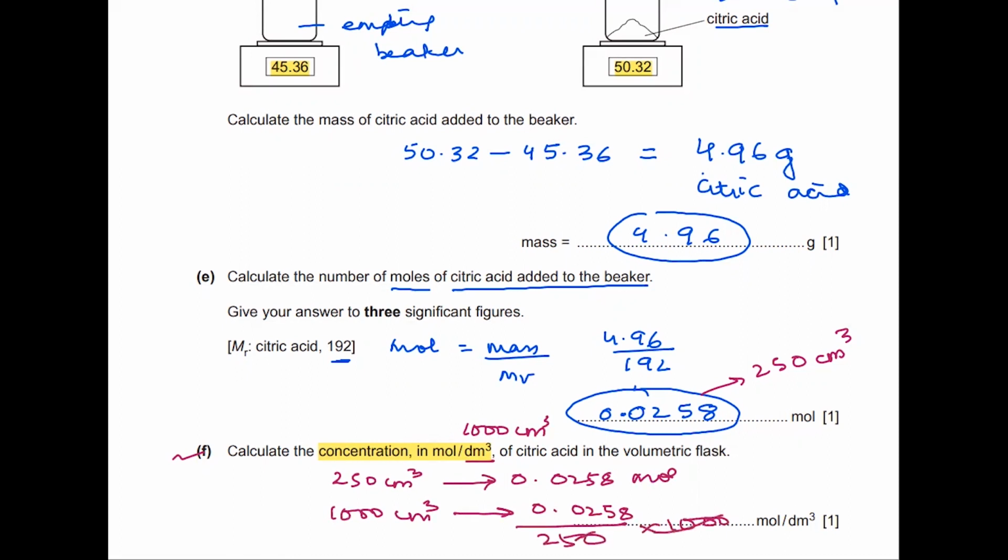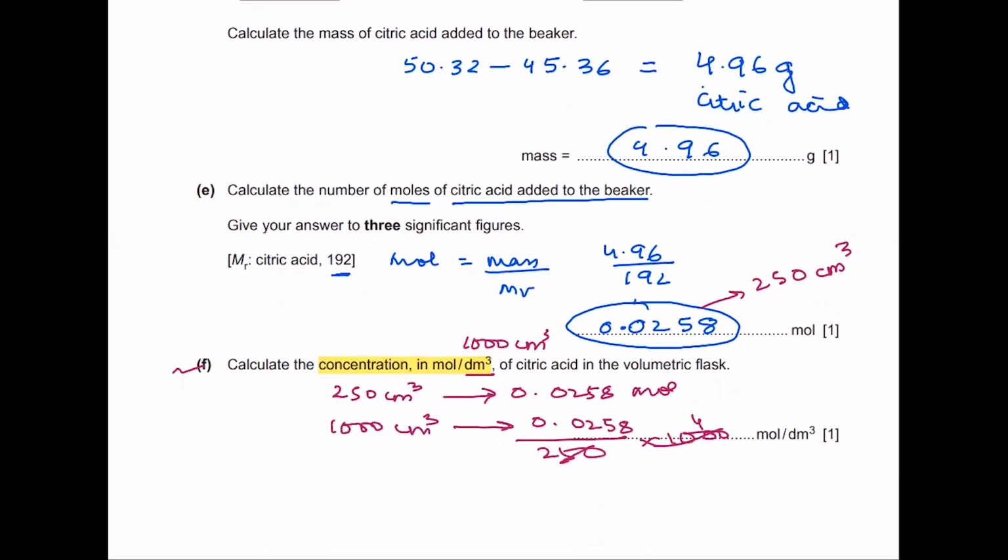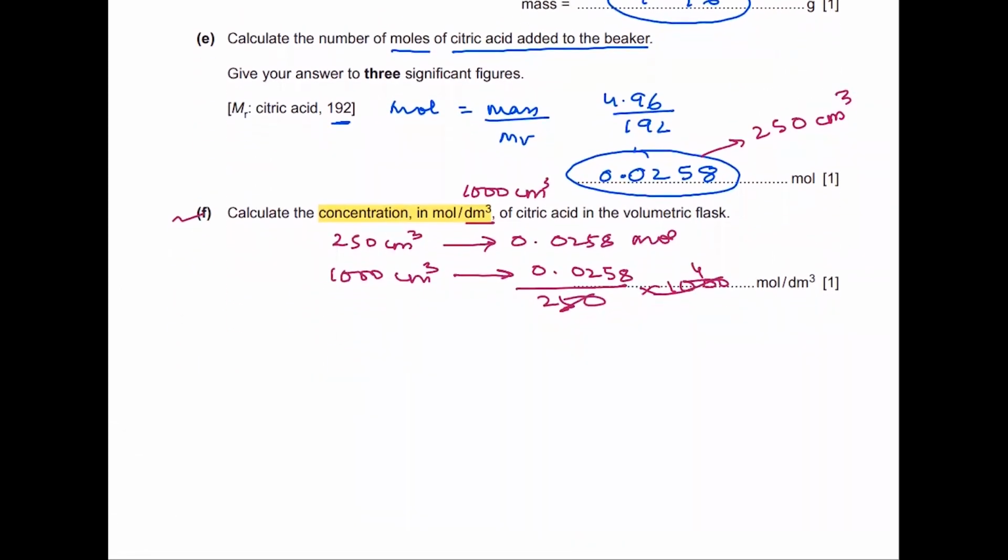When you simplify it, it's basically 4. So whatever the number of moles that you divide by, you multiply by 4 and you will have the answer. On computing, we will get the molar concentration of the citric acid as 0.103 moles per dm cube. So this is basically the concentration of citric acid.